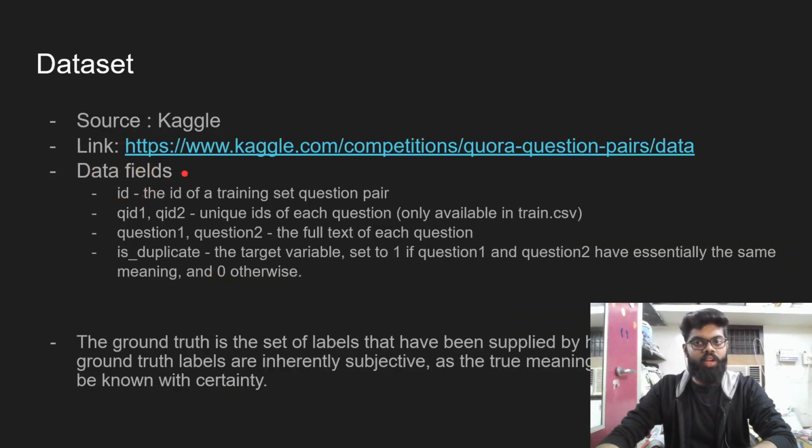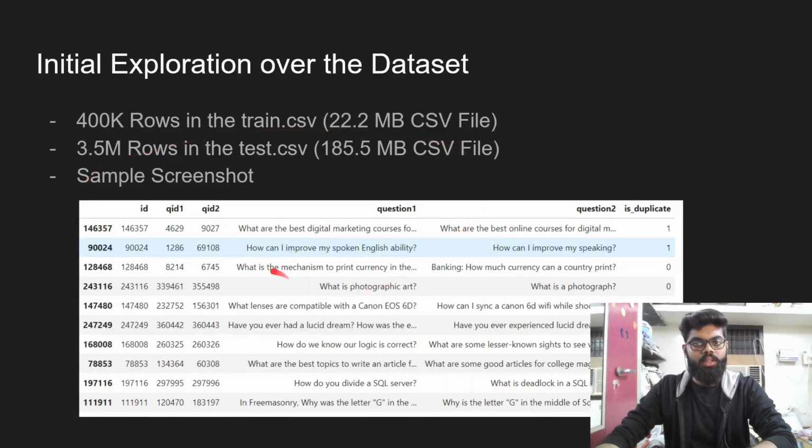The data set that we are going to use is the Quora question pairs, and these are the details about it. This is a sample screenshot which I have placed. Question 1 ID and question 2 ID will be there, then question 1 and question 2, and this is the target column, which will be 1 or 0.